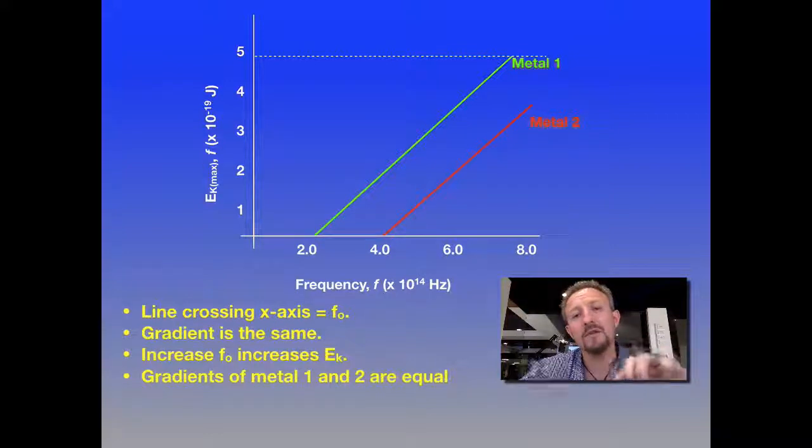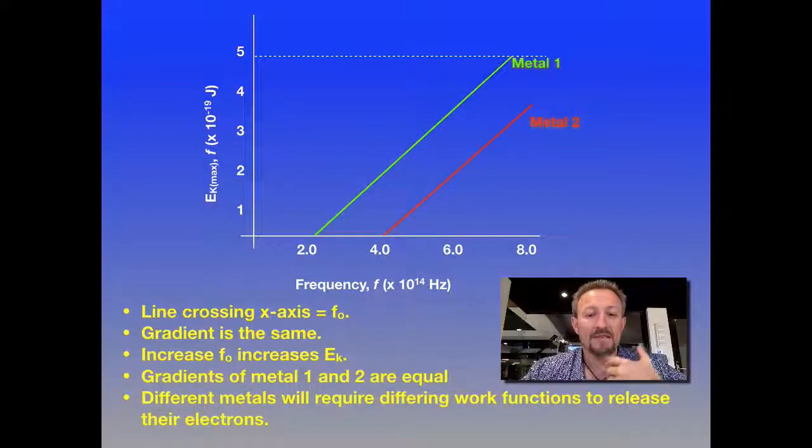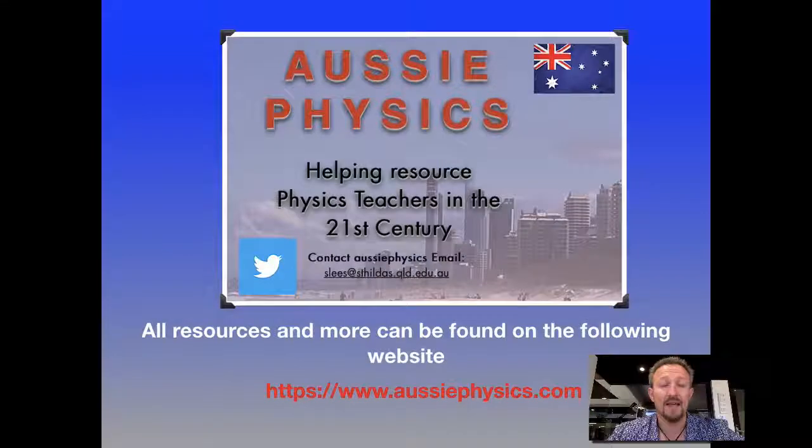But you'll notice that all the threshold frequencies for every single metal will be different. Why is that? Well, each of the metal structures, the atomic structures, are all different. They've all got different charges in their nucleus, and as a result, they've got different holds on the outer electrons. So it's easier or harder to emit those electrons. As I said, different metals require different work functions to release their electrons.